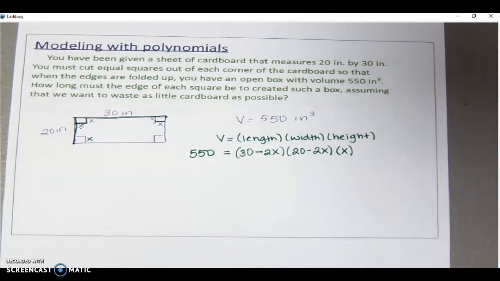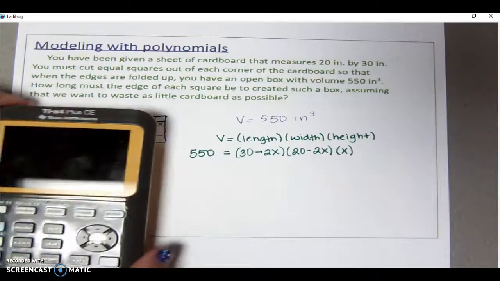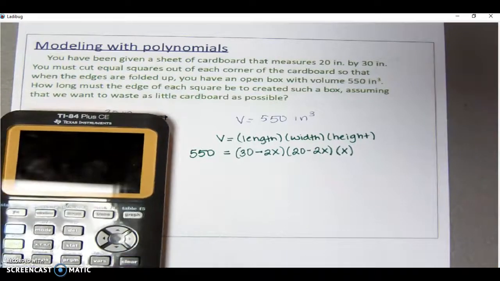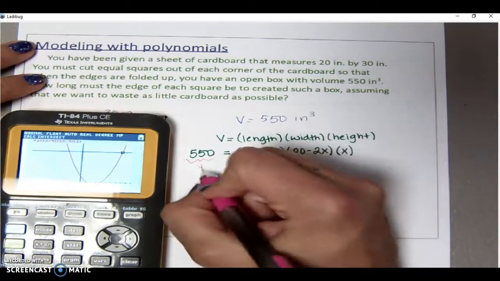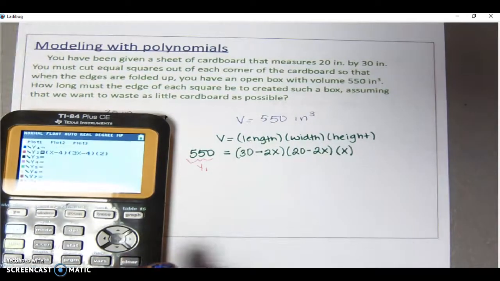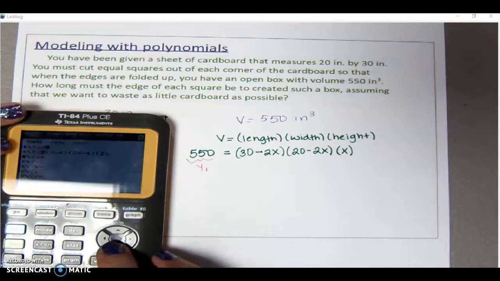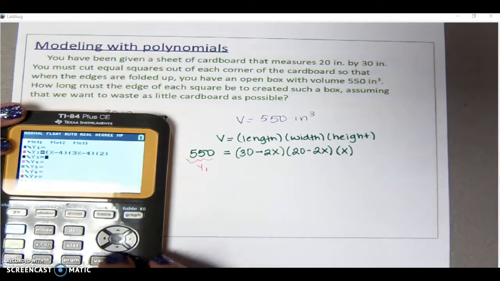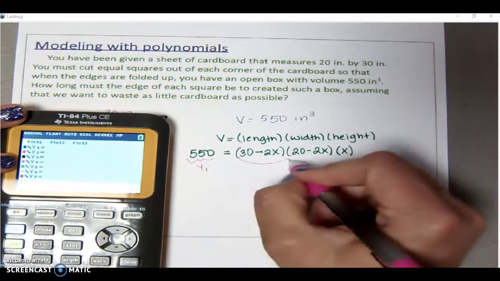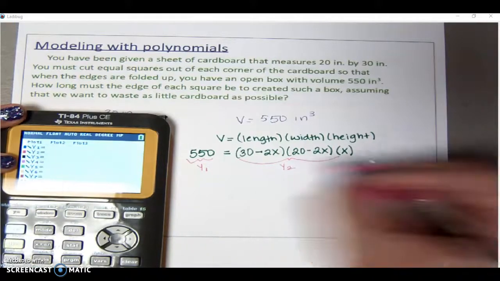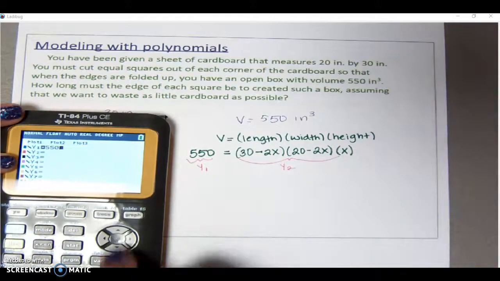Okay, so we're going to use our calculator to solve this. In your calculator, let's clear out what we have. We're going to put this 550 in your Y1, and then we're going to put this whole other side in Y2. So 550, and then everything else goes in Y2.